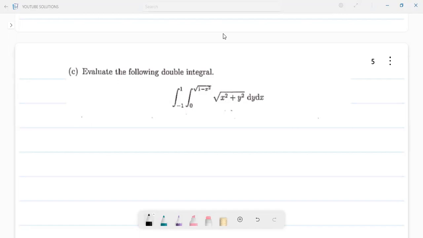This is my third video on a double integral. Okay, so let's get started. Evaluate the following double integral. We are given the limits of integration here, as well as the function, the integrand. All right, so first of all, let us identify the region of integration.